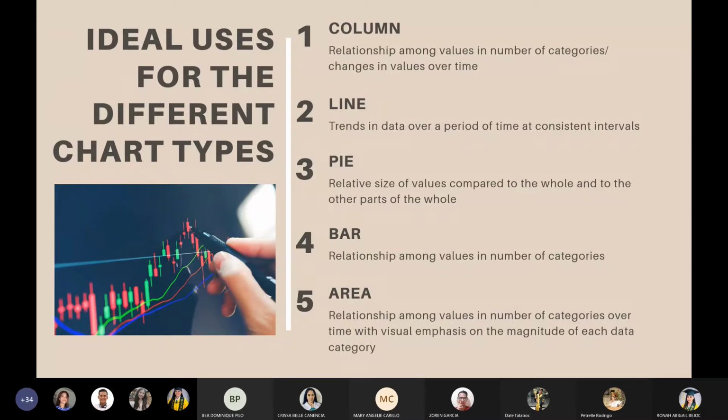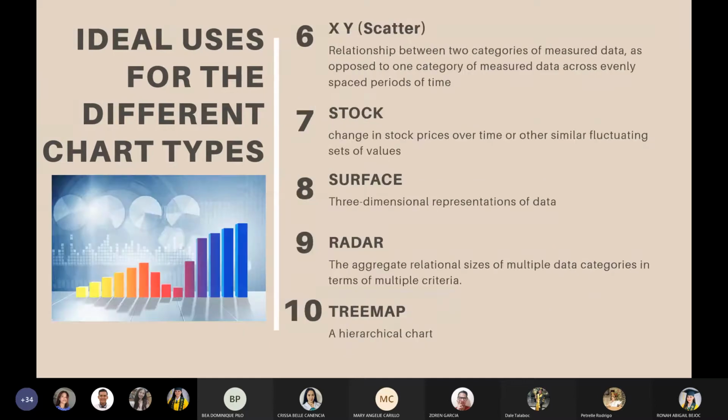Next, last for the first five, we have area, relationship among values in number of categories over time, with visual emphasis on the magnitude of each data category. Since it highlights visual emphasis man, this actually is a colorful chart. Colorful kay daghan siya color, and this chart will distinguish various data in a more distinct display. So, mas makita nimo through colors. So, don't worry again, maka-appreciate na mo ani later. Let us move on to the next five.